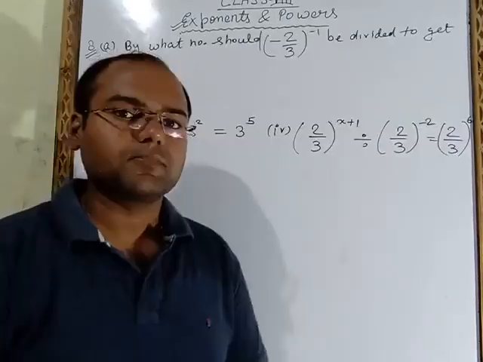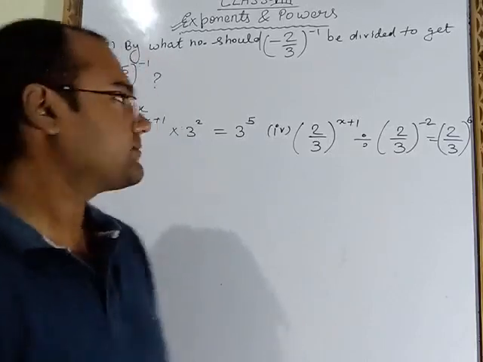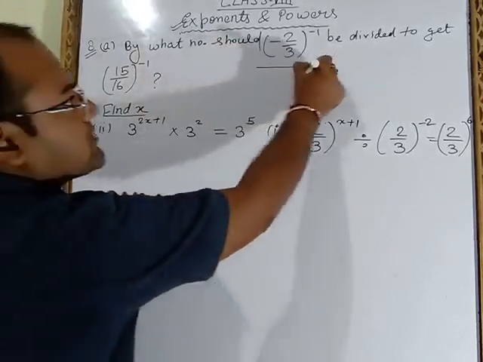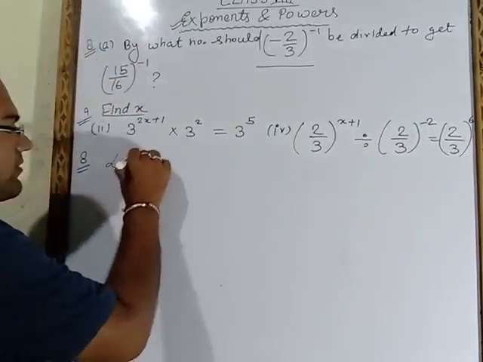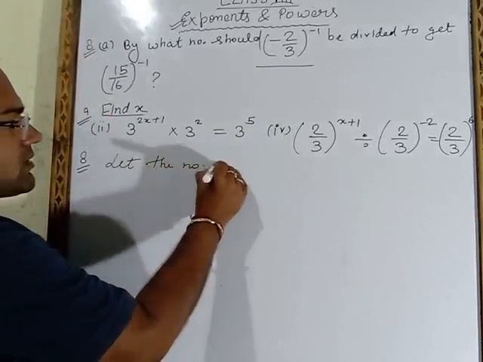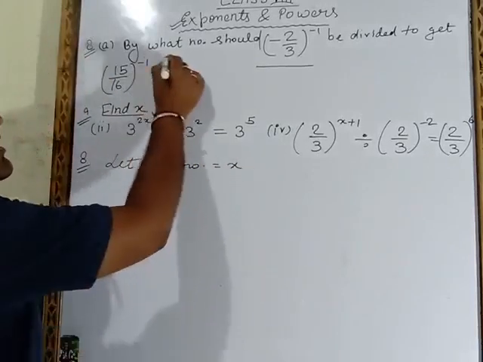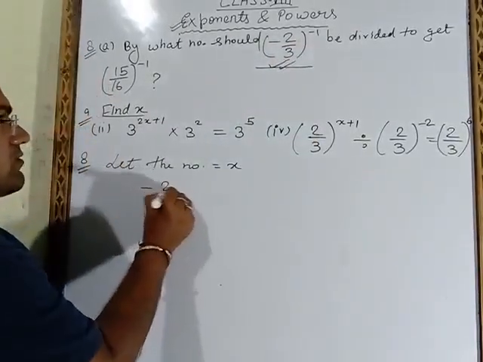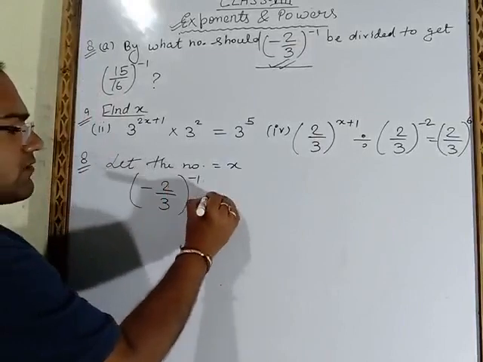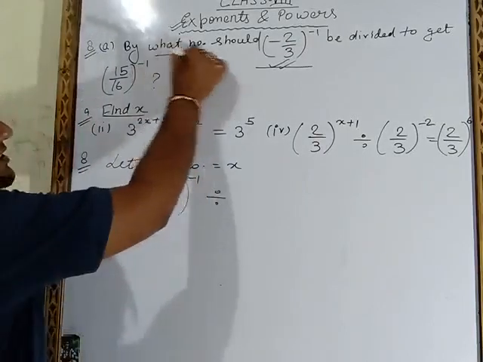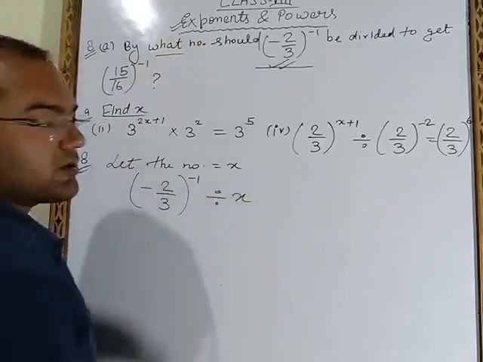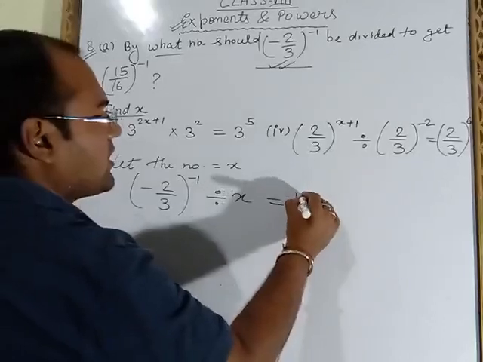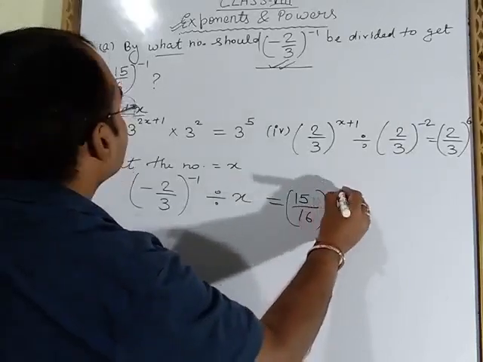So like this you have to do question 7. Now see question number 8. By what number should this be divided? So first of all what we will do, let the number be x. Now what he is saying, by what number should this be divided? This number we have to divide. So first of all we will write this number. He is asking by which number we have to divide. So here we will divide this number by x to get 15 upon 16 power minus 1.